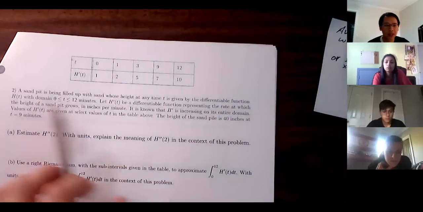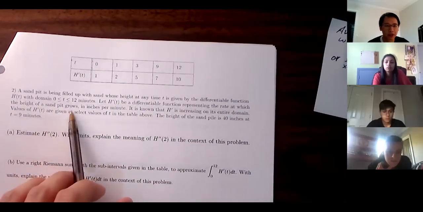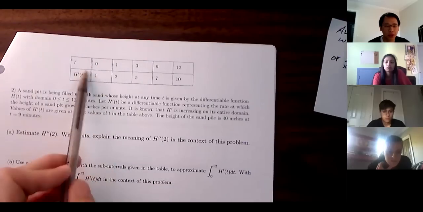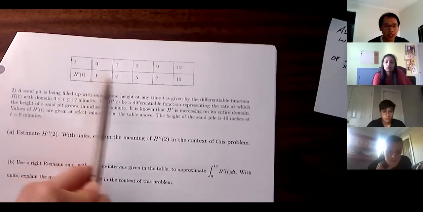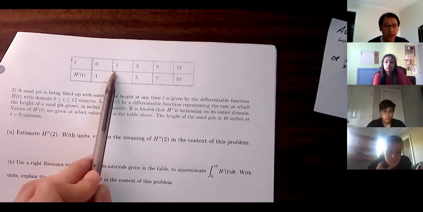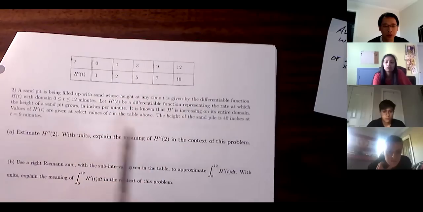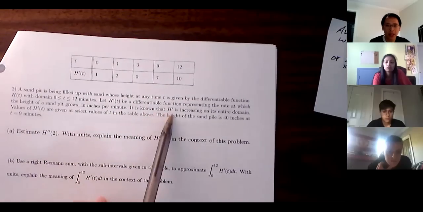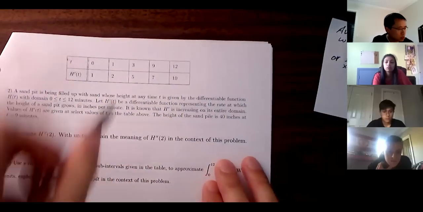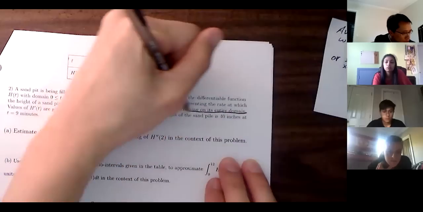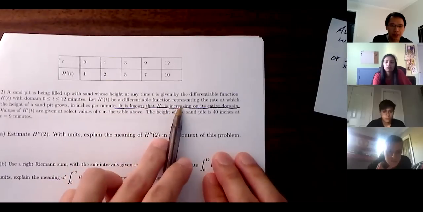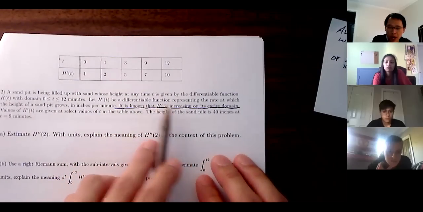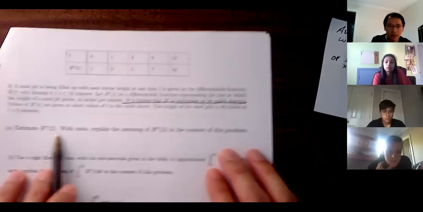And H prime represents the rate at which the height of the sand pit is growing, in inches per minute. So at 0 minutes, the sand pit is rising at 1 inch per minute. At 1 minute, it's rising at 2 inches per minute, and so on and so forth. It is known that H prime is increasing on its entire domain. Okay, so this is a subtle but important point. H prime is increasing, okay? It's not the fact that H prime is positive, it's talking about the rate of change of H prime, so we'll come back to that.